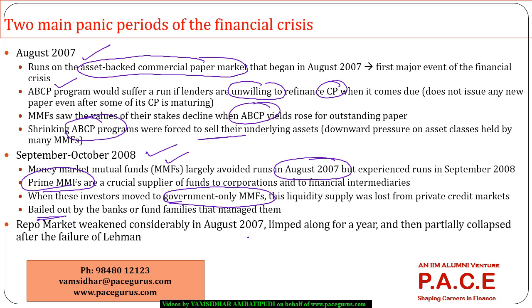The repo market also weakened during 2007, but to a large extent it was able to limp along. But once the Lehman failure occurred in September 2008, the repo market could not recover to any extent.